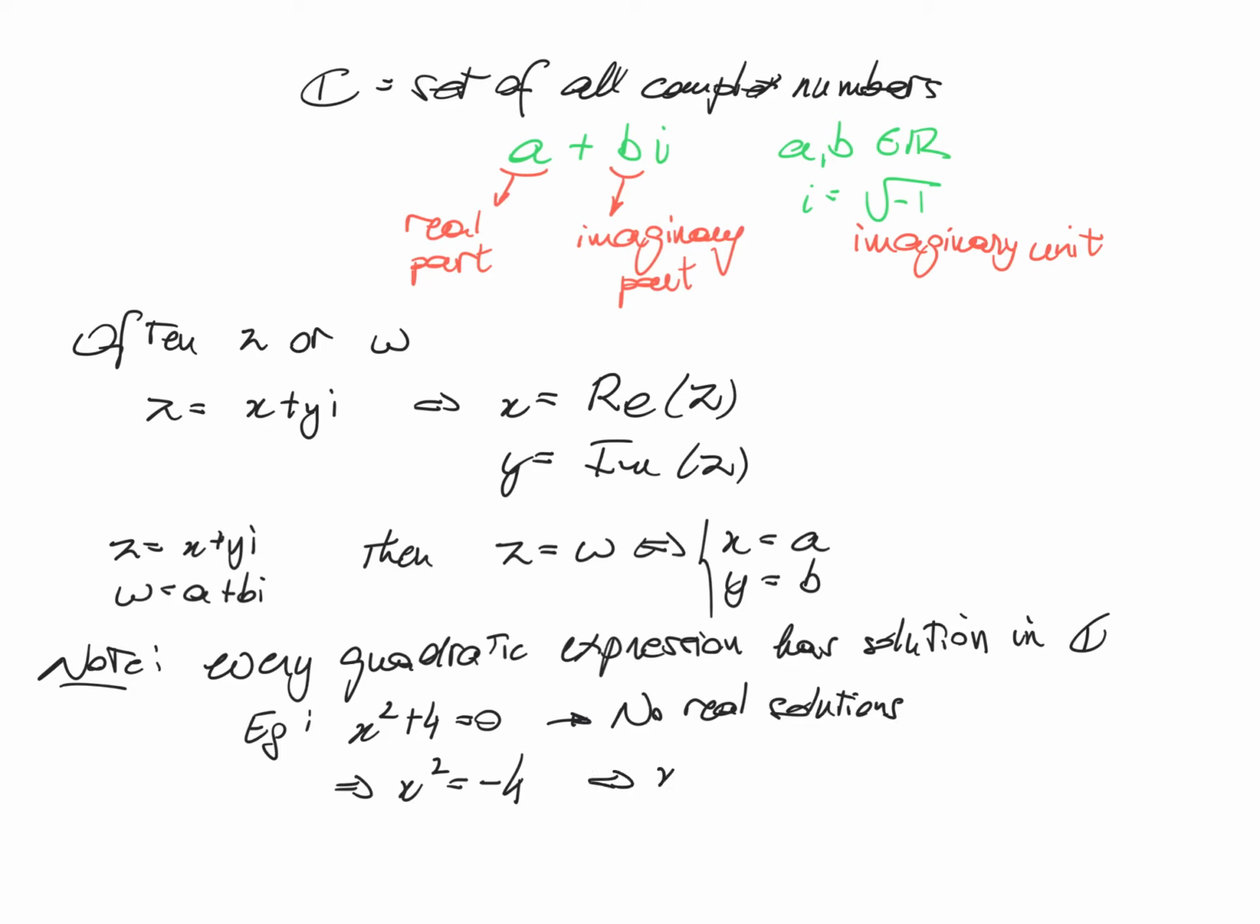So x is either the positive or the negative root out of minus 4, equal to the positive or the negative root out of 4 times i squared. So it is either plus or minus 2i. And so it has two complex solutions, but no real solutions.